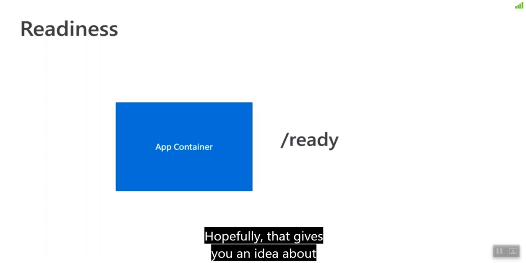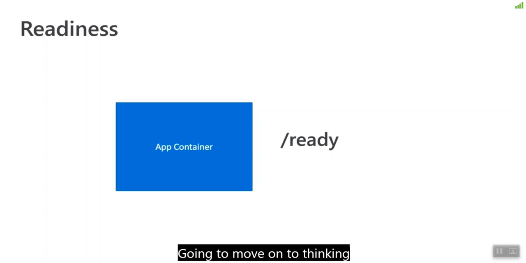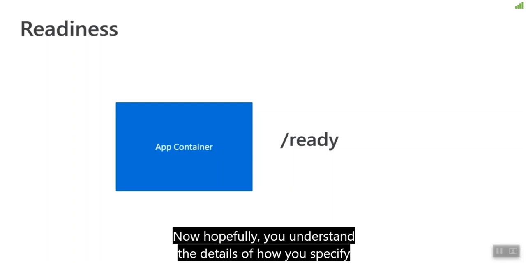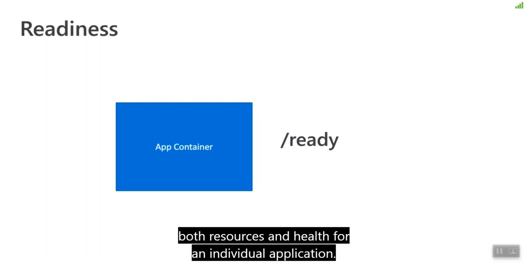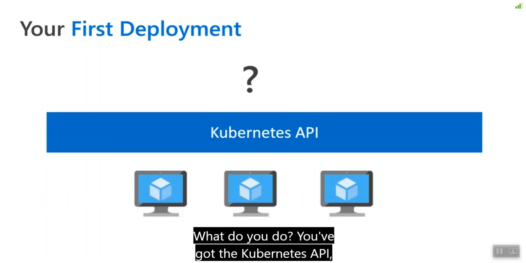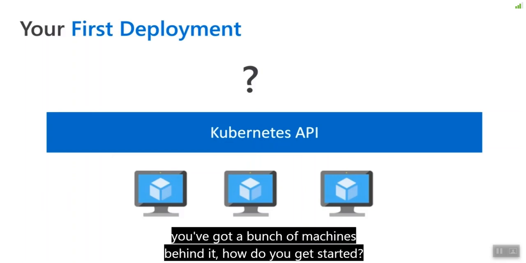All right, so hopefully that gives you an idea about health inside of Kubernetes. I'm going to move on to thinking about how you put together your first deployment. Now hopefully you understand the details of how you specify both resources and health for an individual application. Let's talk about deploying a real application, a replicated application to Kubernetes. So what do you do? You've got the Kubernetes API, you've got a bunch of machines behind it. How do you get started?